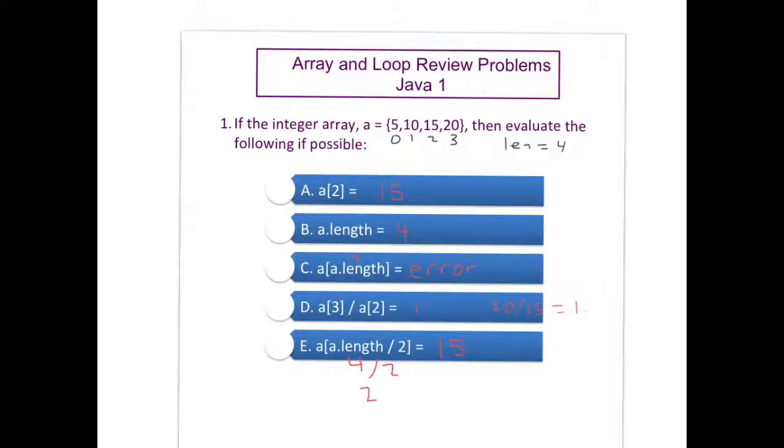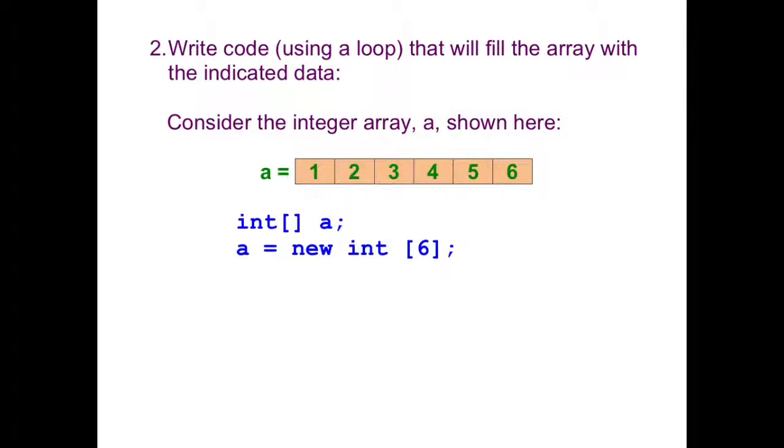Let's see what 2 brings us. To use a loop to build the elements of an array called A, and there should be 6 elements. So the code has been started for us.